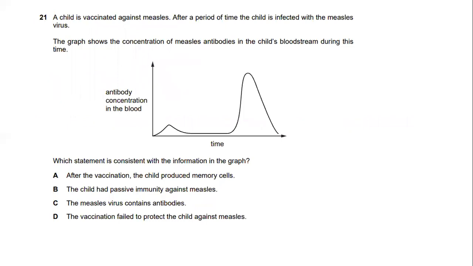A child is vaccinated against measles. After a period of time, the child is infected with the measles virus. The graph shows the concentration of measles antibodies in the child's bloodstream during this time. Antibody concentration in the blood, you can see, is decreasing, and then it is increasing after a certain period of time. So it shows that after the vaccination, the child produces memory cells. That's why there is an increase in the graph. The answer for this is 21A.